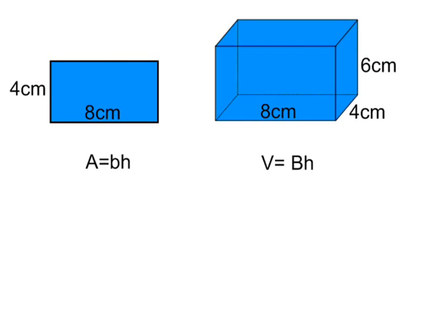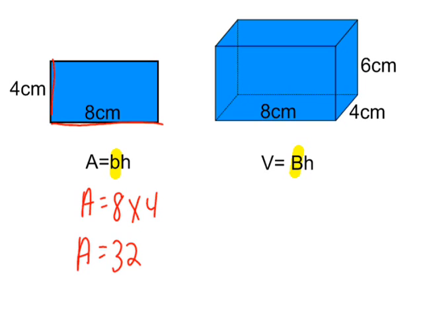Now before we begin, there is a difference between a lowercase b and an uppercase B when you're dealing with formulas. For example, if you were to find the area of this rectangle, area equals base times height. Here's your base. So it'd be area equals 8 times the height, which is 4. So the area of this rectangle would be 32 square centimeters.